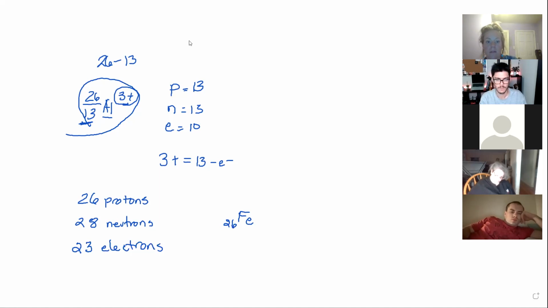This is iron 54. And then do I need to add a charge? I do, because these numbers are different from each other. So in order to get the charge, I take my protons and subtract my electrons. 26 minus 23 would give me a positive 3, or 3 plus. And so you want to be able to go in either direction with that.